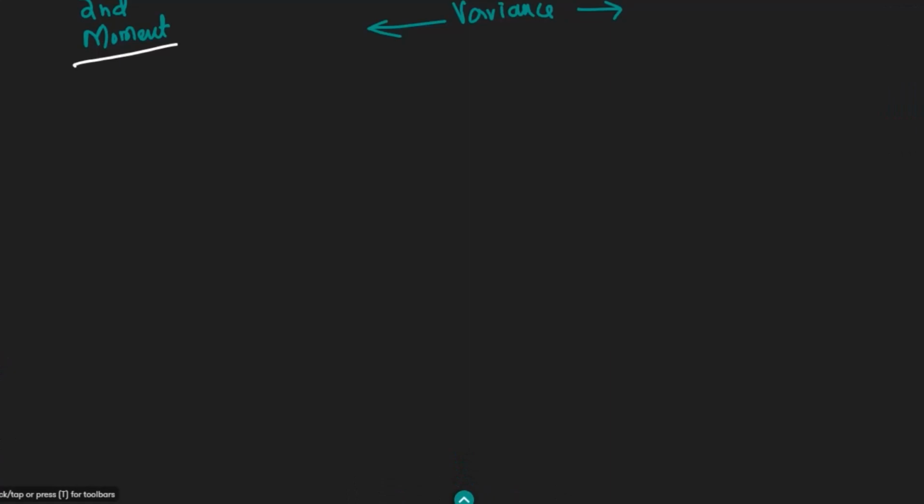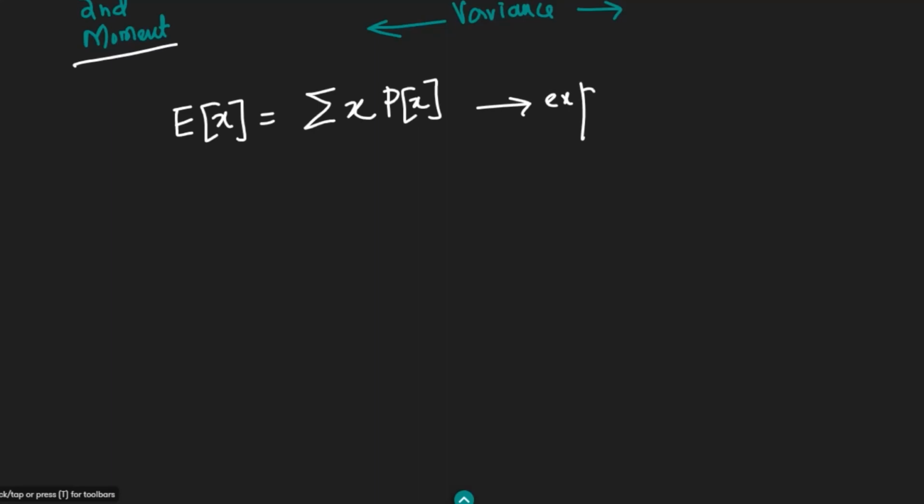So here let me see how to find them out. Previously we have seen that the expected value of any random variable can be found by multiplying each value of the random variable with the probability it has. This is the expected value, or also the average value.